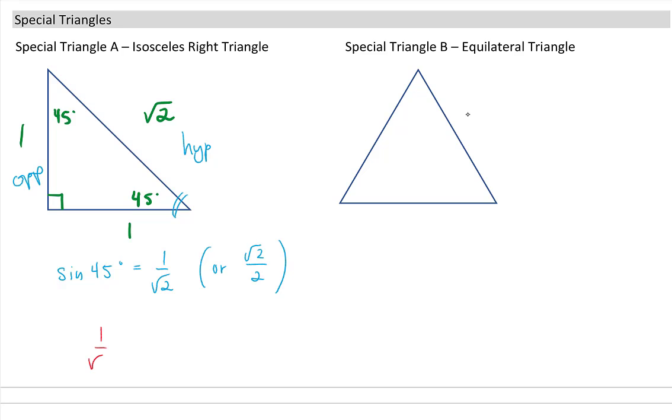If you take 1 over root 2 and multiply it by root 2 over root 2, which is equal to 1, then 1 times root 2 is root 2, and root 2 times root 2 is the square root of 4, which is equal to 2.